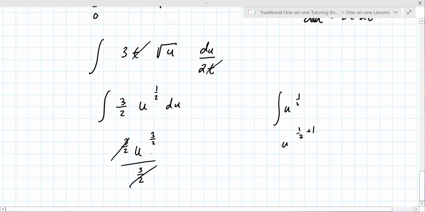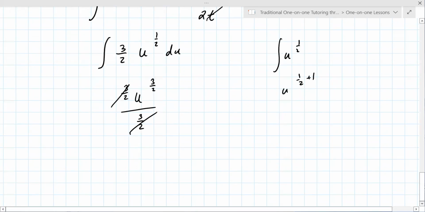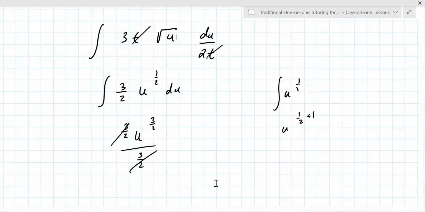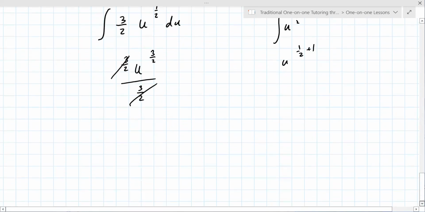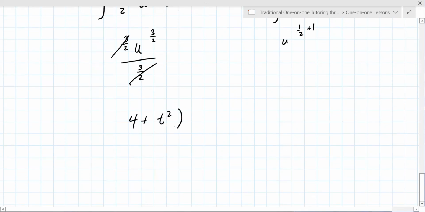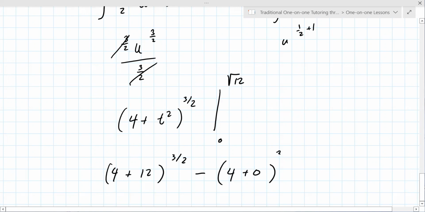All right, so we've got the antiderivative now. It's u to the 3/2. But u is 4 plus t squared. So it's 4 plus t squared to the 3/2 power evaluated from 0 to square root of 12. So that's 4 plus, and the t squared undoes the square root. So it's 4 plus 12 to the 3/2 power minus 4 plus 0 to the 3/2 power. And you should be able to just enter it that way.